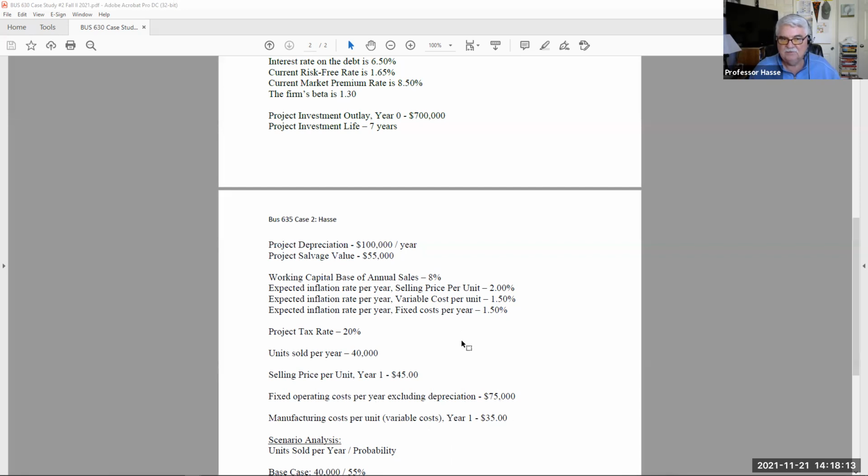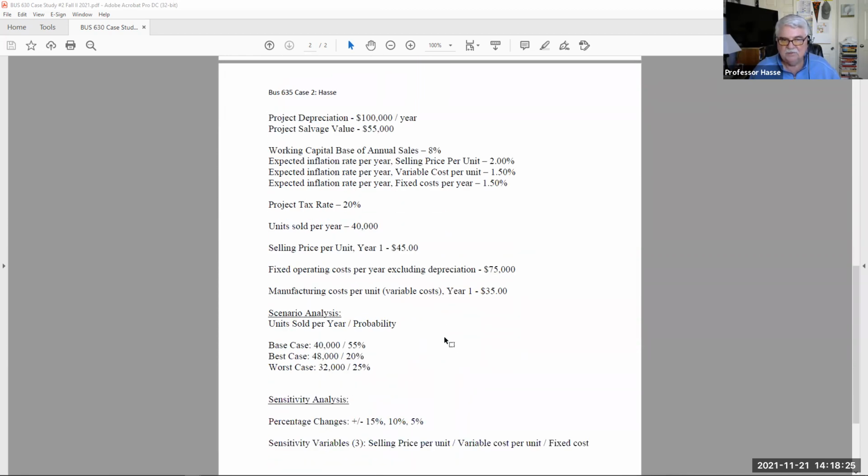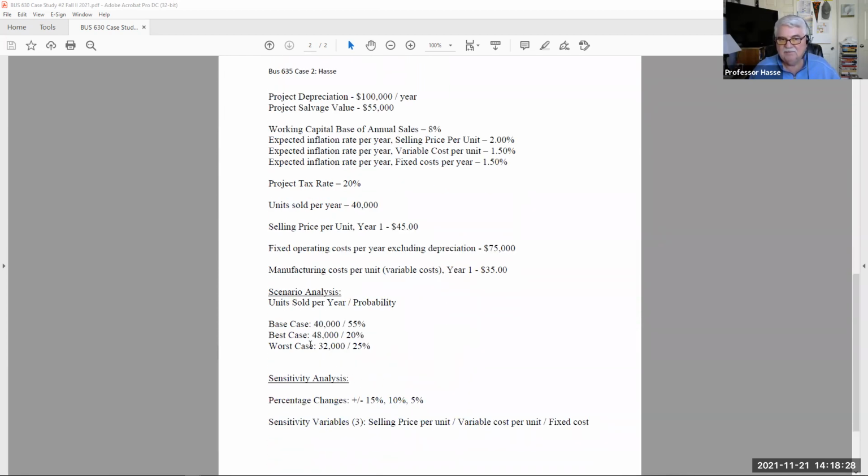That's your base case analysis, and those are the variables you need to put together to determine NPV, IRR, profitability index, and payback in years. Your scenario analysis is going to determine a base case, which is 40,000 units with a probability of 55%. Your best case scenario is 48,000 units per year with a probability of 20%. And your worst case scenario is 32,000 units a year at a probability of 25%. Prepare a scenario analysis based on those different operating levels over the life of this project.